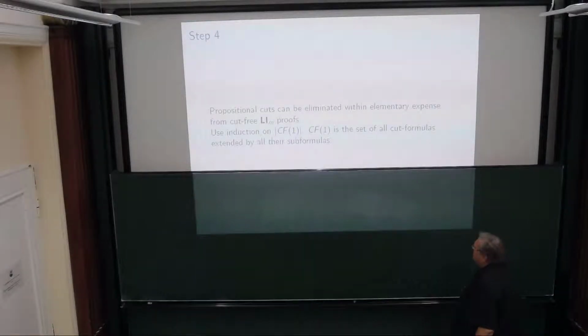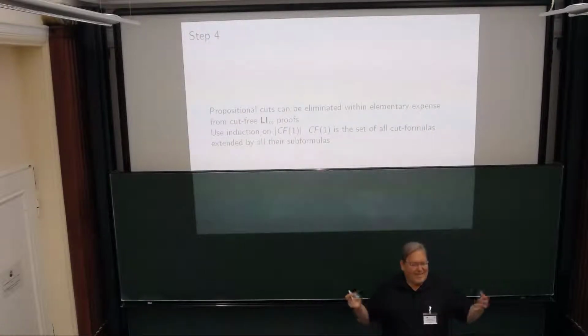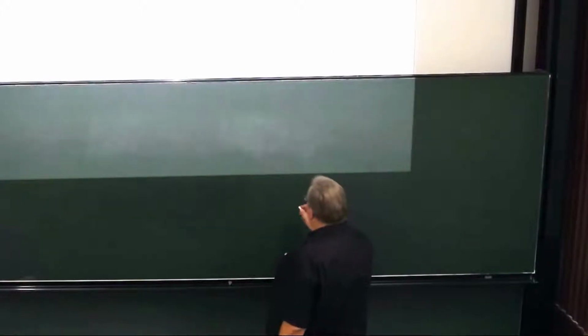So the idea is like this. Let me first say where the induction is. The induction is on the number of subformulas. So the size of the set of all subformulas of all propositional cut formulas was a finite set. And now what you do is the following. For example, you look at the biggest cuts. You select one type of the biggest cuts, let's say A implies B, but I can also have C and D and so on. They can be of the same size, but not bigger. So you select them, and you want to reduce them.